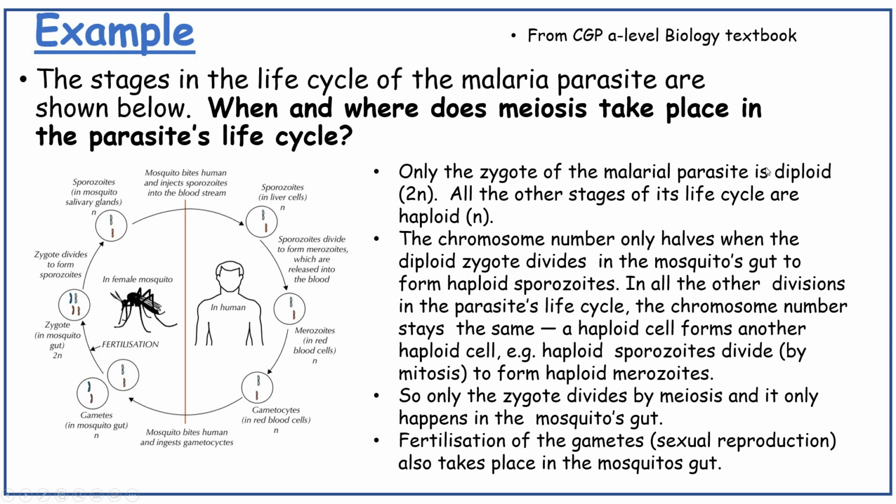So only the zygote of the malarial parasite is diploid. All the other stages of its life cycle are haploid. The chromosome number only halves when the diploid zygote divides in the mosquito's gut to form the haploid sporozoites. In all other divisions in the parasite's life cycle, the chromosome number stays the same. They're all haploid. So only the zygote divides by meiosis, and it only happens in the mosquito's gut. And then fertilisation of the gametes also takes place in the mosquito's gut.